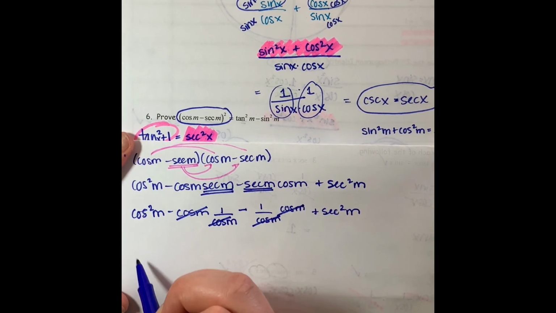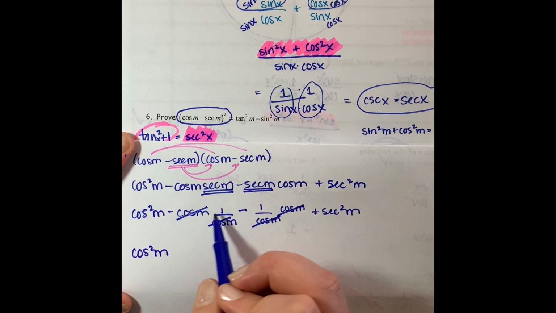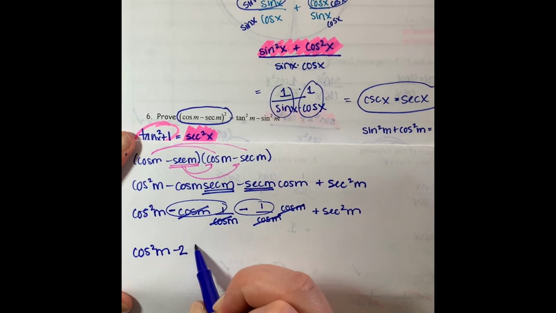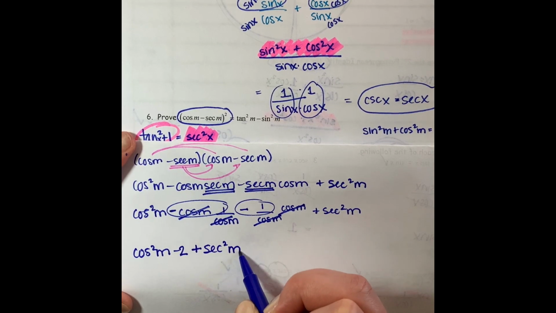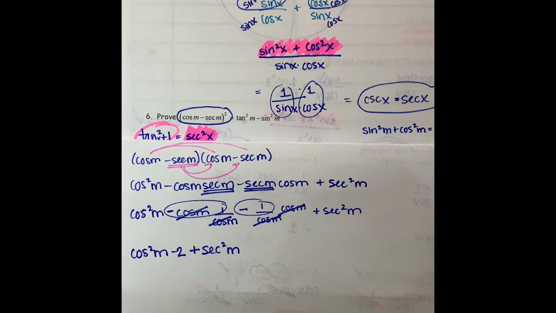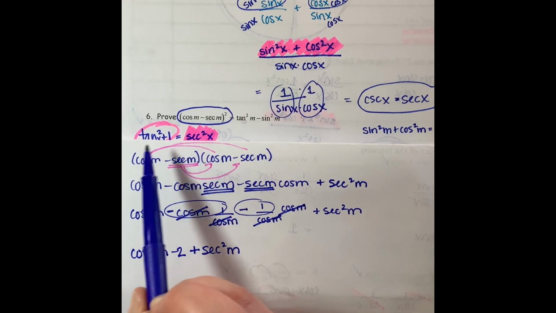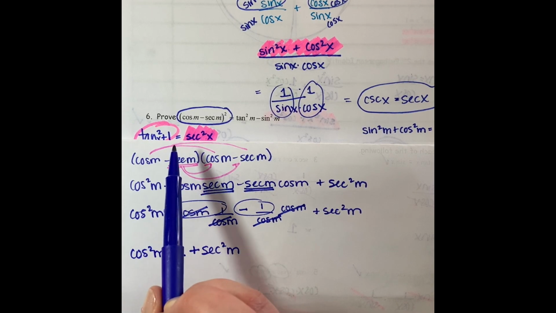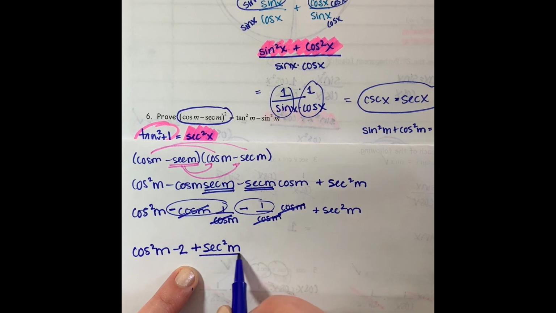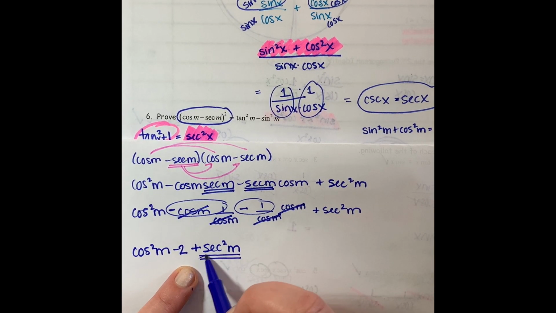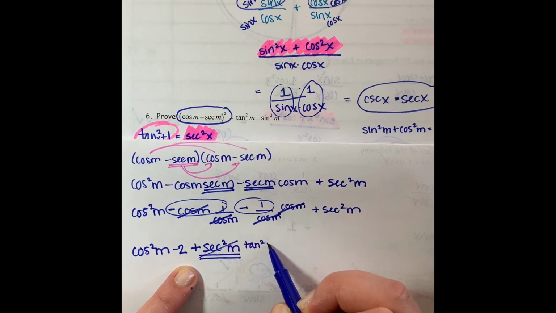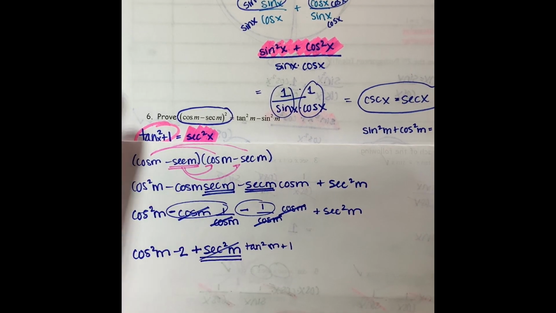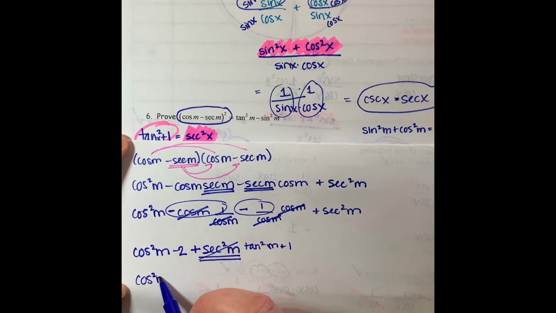Okay, so now this is what I have so far. Cosine squared m minus 1 is really a -2, and then a plus secant squared m. Okay, so far so good. Now we're going to use the second Pythagorean rule that we wrote over here onto this page. So remember that secant squared is really equal to tan squared plus 1. So I'm going to take my secant squared from here, and I'm going to cross that out, and I'm going to put in a tan squared plus 1 in its place. Because remember, what is secant squared equal to? Tan squared plus 1. Okay, so now I have cosine squared m.